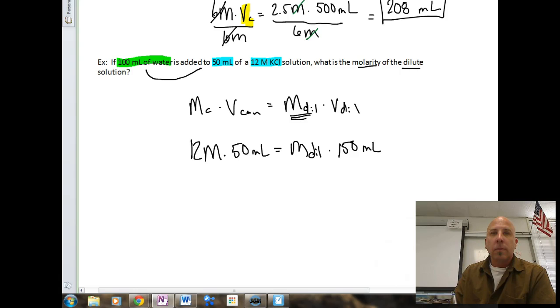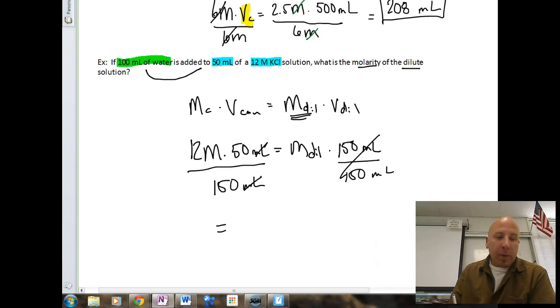I added 50 to 100. The reason why I have to add 50 to 100 is if we're adding in 100 more mLs, then it's going to dilute the solution down. So now I'm just going to solve this for molarity of dilute by dividing both sides by 150 milliliters. And obviously milliliters is going to cancel there and there. And let's get an answer here. Okay, so now I have my answer, and it comes out to 4 molar, or a molarity of 4.